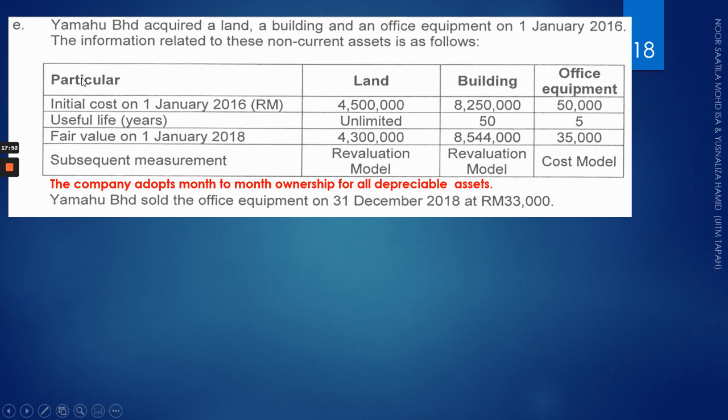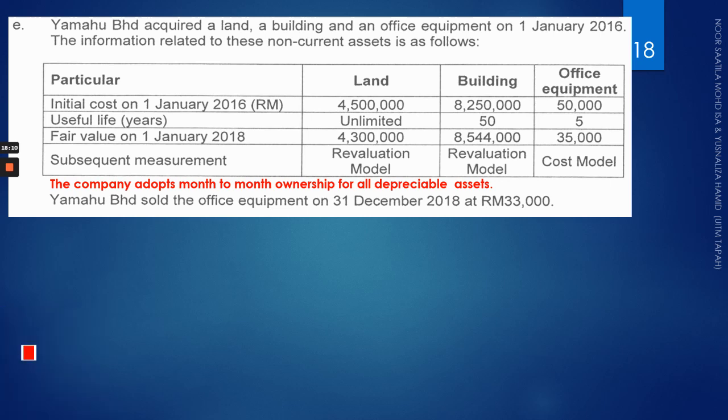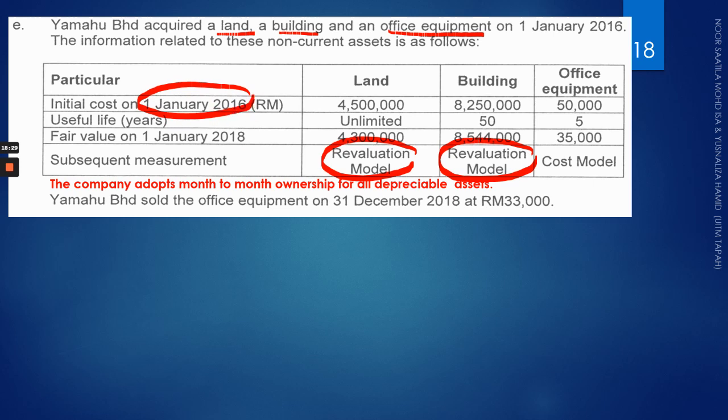Next one is question part E. Yamahu acquired a land, a building and office equipment. So there are different types of asset here, and those are having different subsequent measurement. So you have office equipment on the same date, a land also acquired, and a building. So these are the information: for land use the revaluation model. This one uses the revaluation model also for the building, and all of them have the same date of acquisition as well as the fair value.